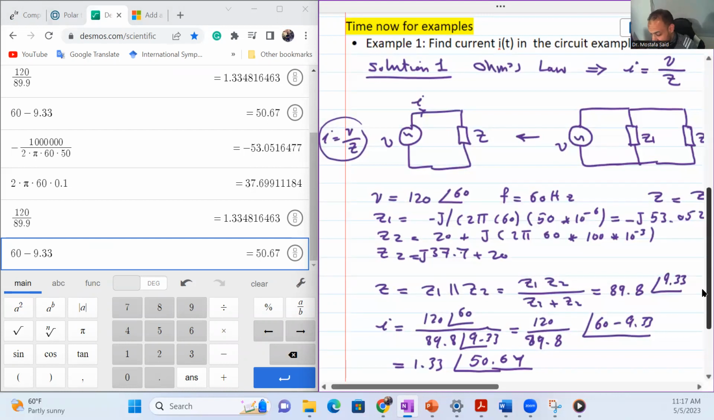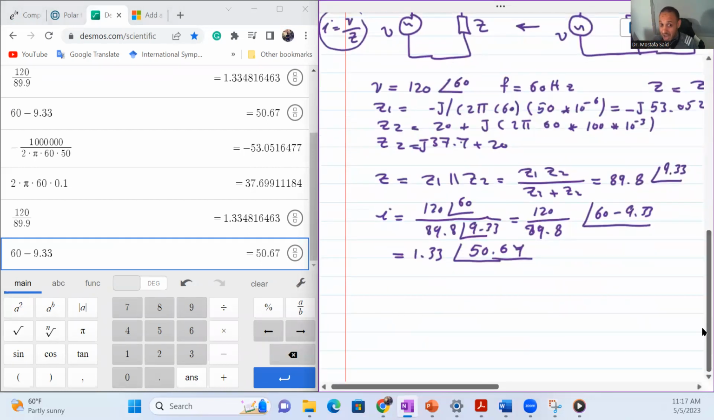Now, is this a correct answer? I know it's correct, but for you, if you solve this for the first time, you can use another method and you should get the same number again, right? So solution 2, that's what we're going to do right now. Solution 2, using nodal analysis.